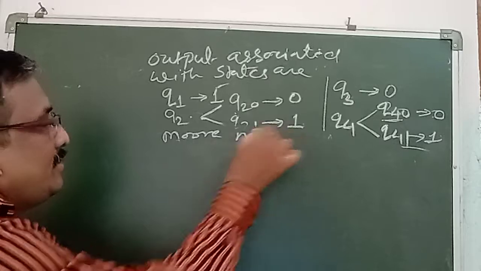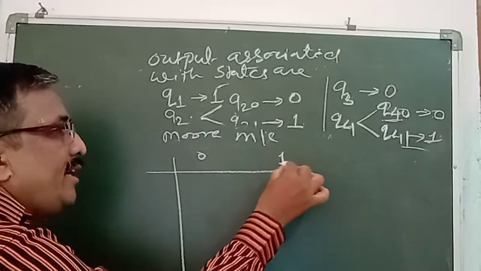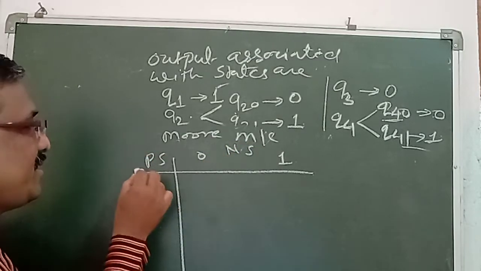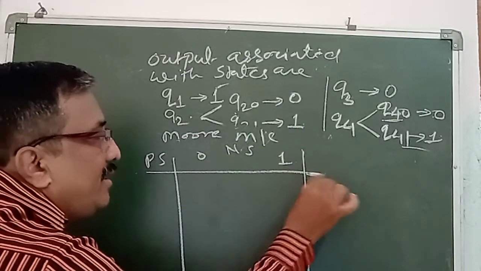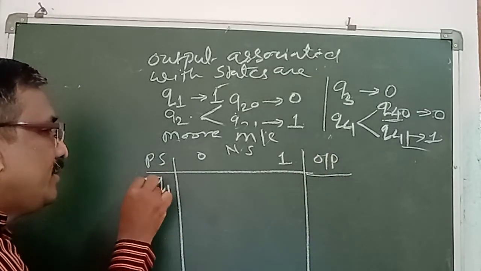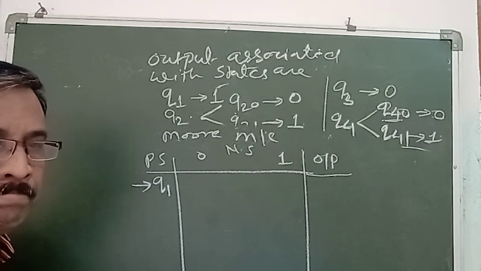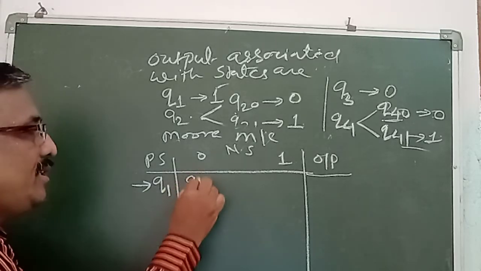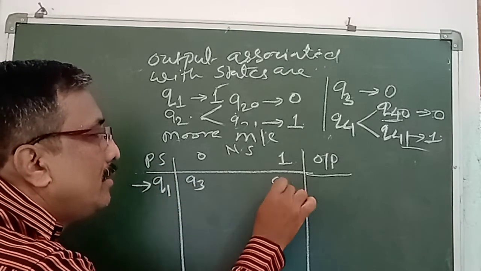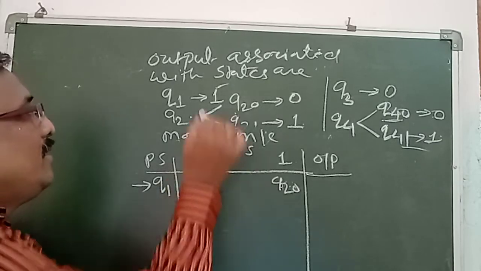Now Mealy machine, for input 0 and input 1, the next state transition and present state transition, and output. State Q1's next states are Q3 and Q2 with output 0, and output of state Q1 is 1.